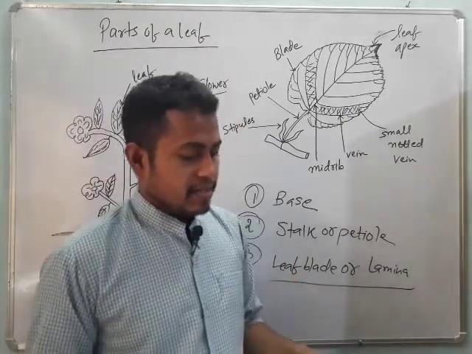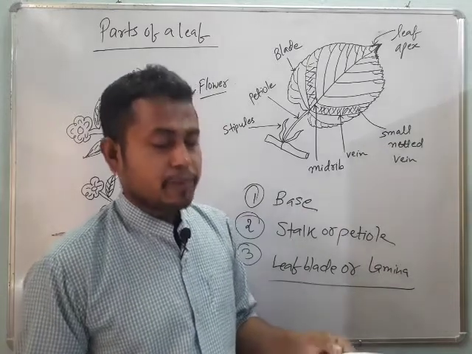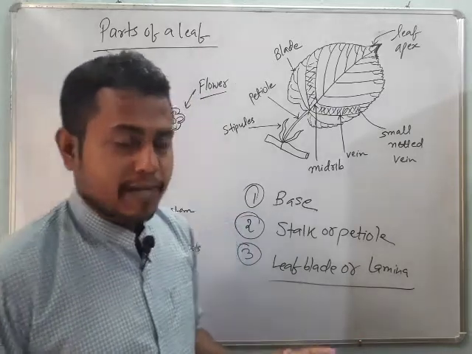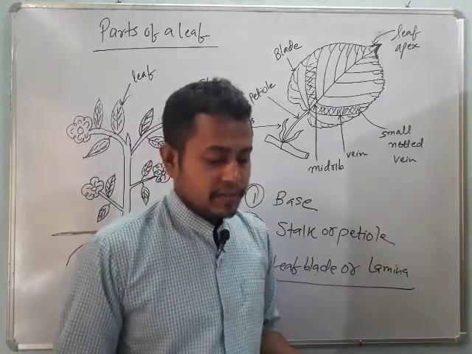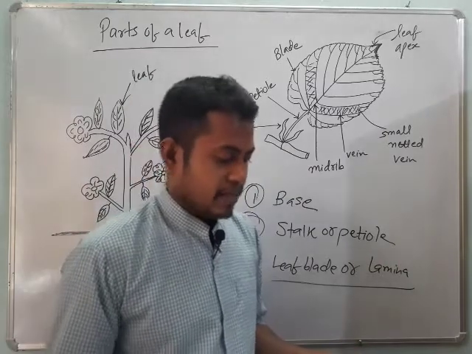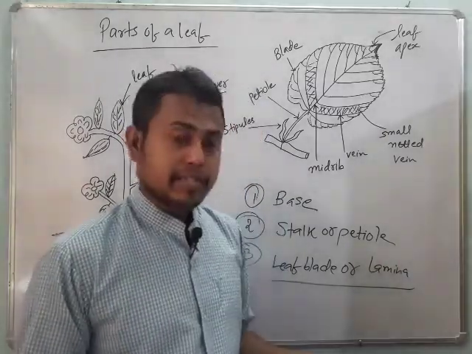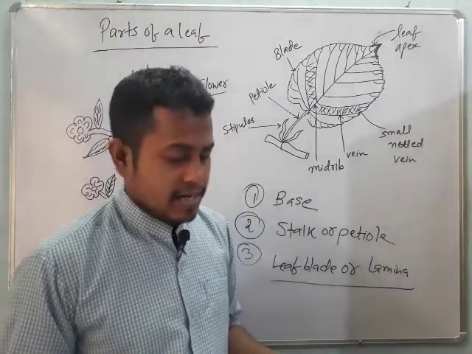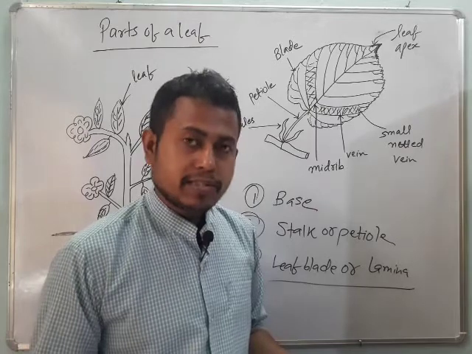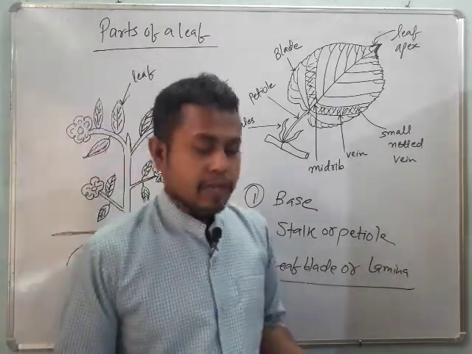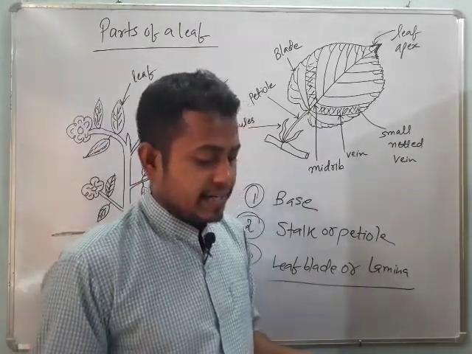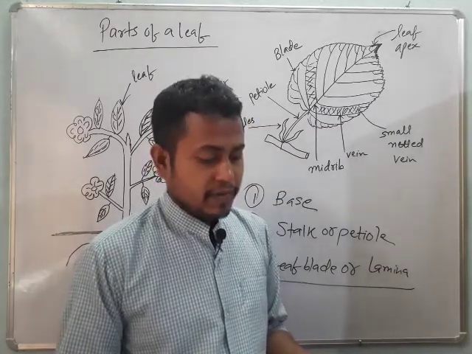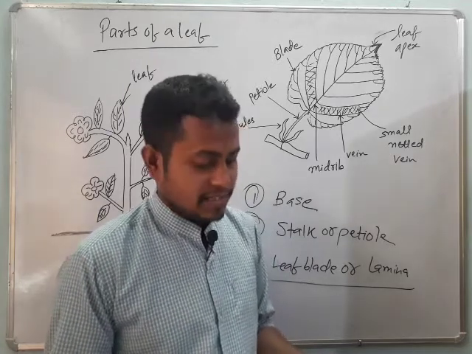There are three main parts of a leaf, page number 52. The first part is the base. It is the point at which the leaf is joined to the stem. The stalk or petiole is a thin section joining the base to the lamina. It is generally cylindrical or semicircular in form. The third is the lamina or leaf blade. It is a broad flat part of the leaf. Food making process occurs in the blade.